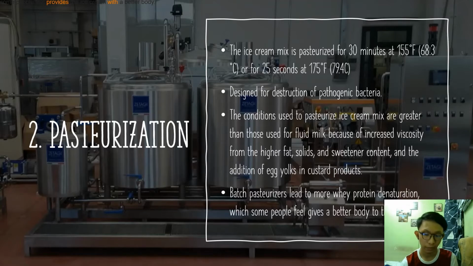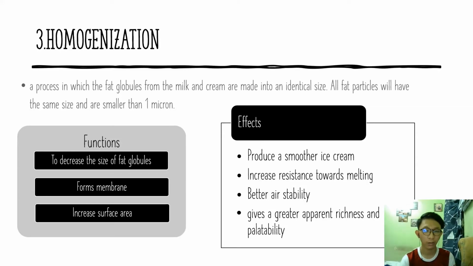The third step is homogenization. What is homogenization? Homogenization is a process in which the fat globules from the milk and cream are made into an identical size. All fat particles will have the same size and are smaller than 1 micron.